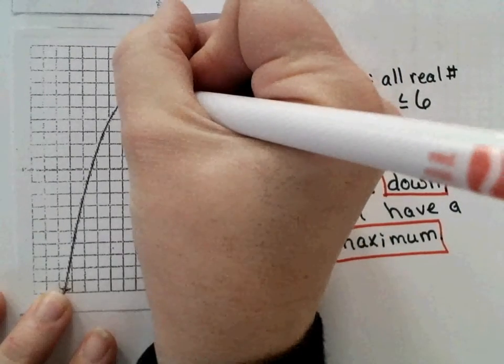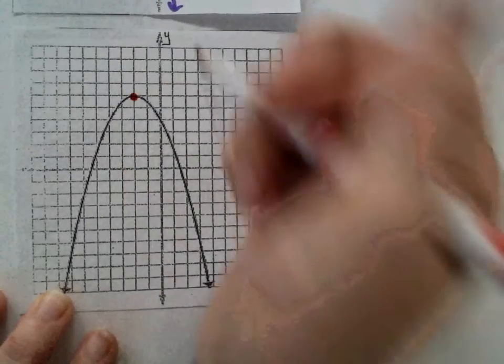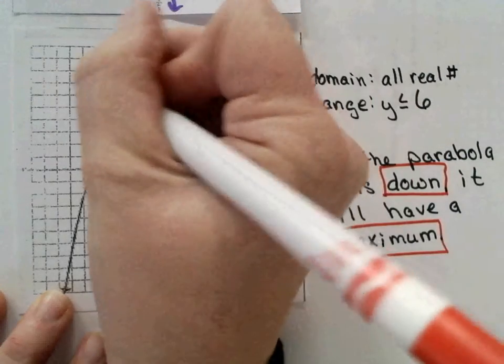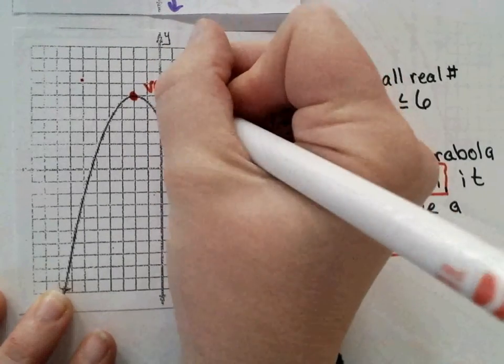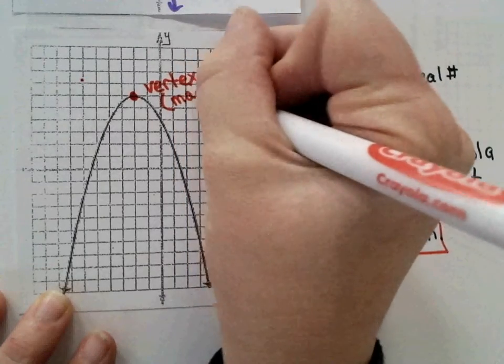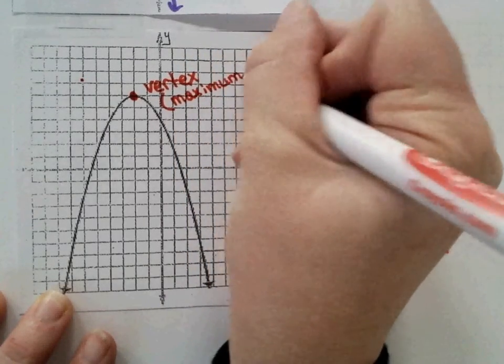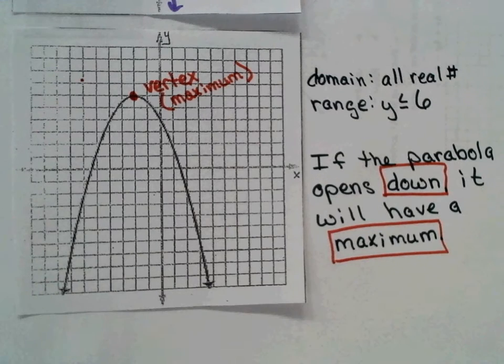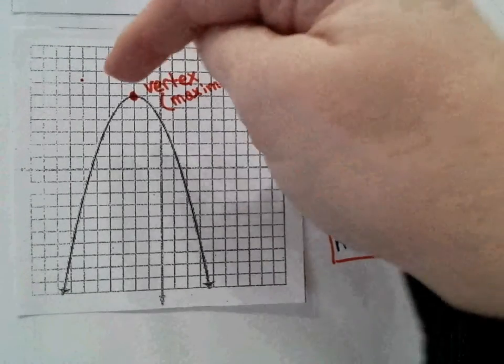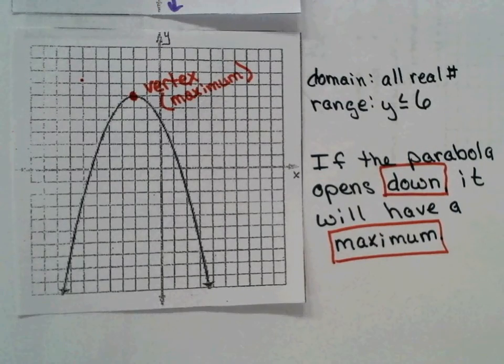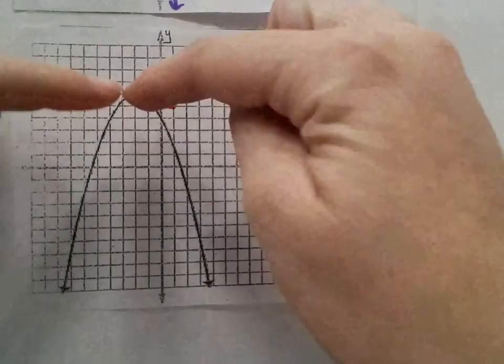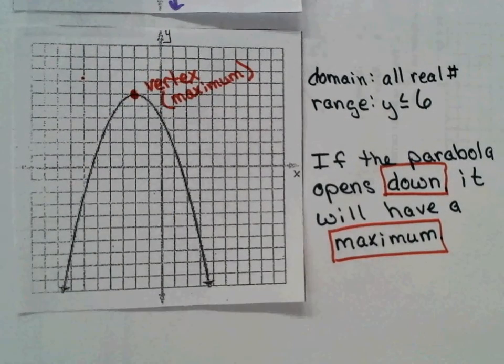Okay, so I'm going to go to my vertex point, which is at (-2, 6). This is my vertex. I'm going to label these. Vertex. And in this case, since it opens down, this will be a maximum. Is the highest point and the lowest point the maximum? If it opens down, that vertex is considered your maximum point. If it opens up, then that's the minimum point. It's the lowest number on your graph, and in this case, that's the highest my graph will go.